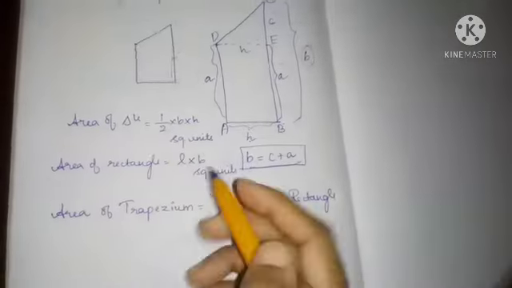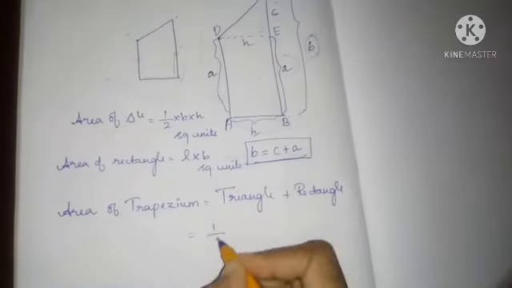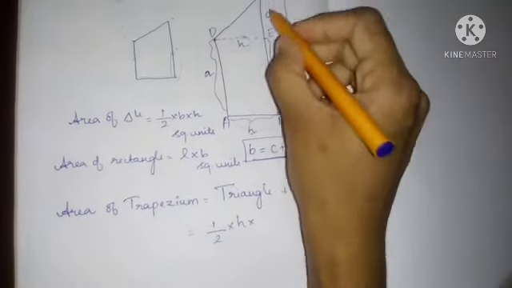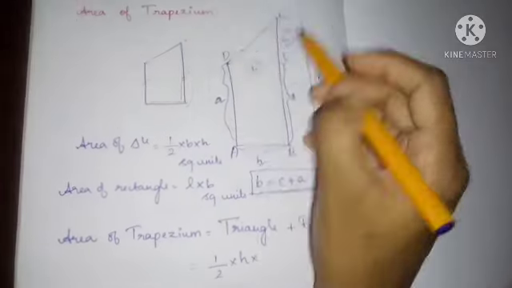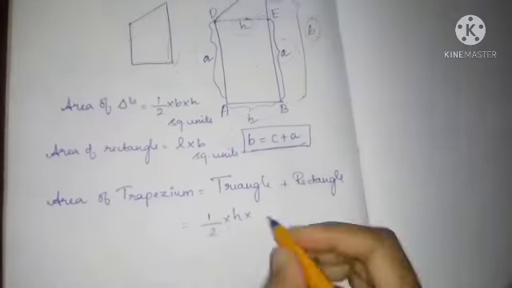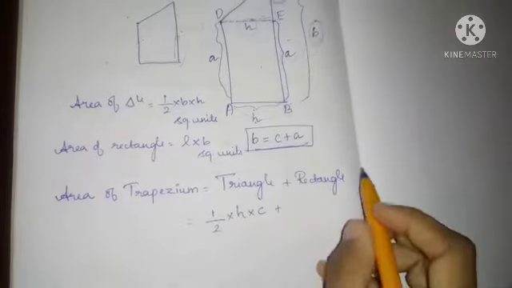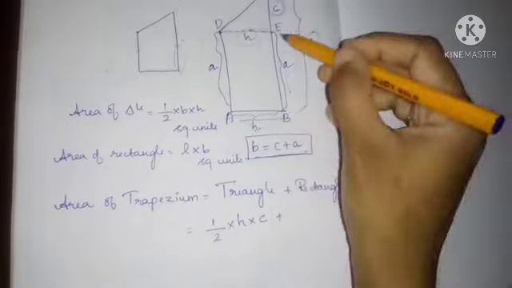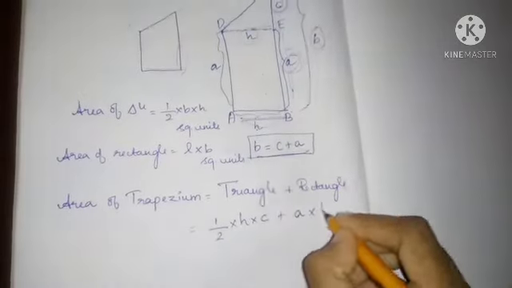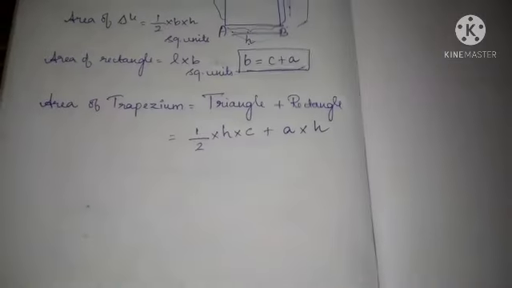So what is the area of the triangle formula? Half into base into height. So what is the base here? H is the base. What is the height? C, correct? In this triangle, H is the base, C is the height. Okay? Half into base into height plus rectangle, length into breadth. So what is length here? A into H. Okay. Now we have substituted the values.